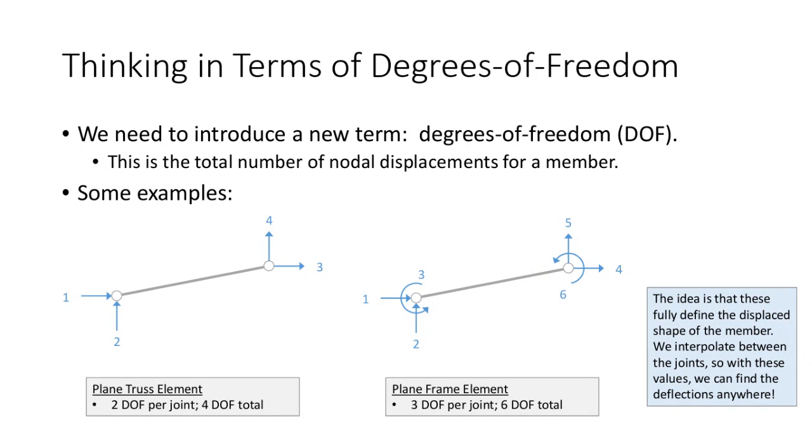The idea is that these degrees of freedom, these individual terms, fully define what the member looks like after it's deformed. So there's before it's displaced, you put the loads on, and then after it's displaced. If you've got the nodal displacements and you want the displacement in between, you would just interpolate. With that, you can find the deflection anywhere, but really what you need are those unique values at the ends of each joint. Does that concept make sense? Because I really want you to start thinking about structures in terms of their degrees of freedom.